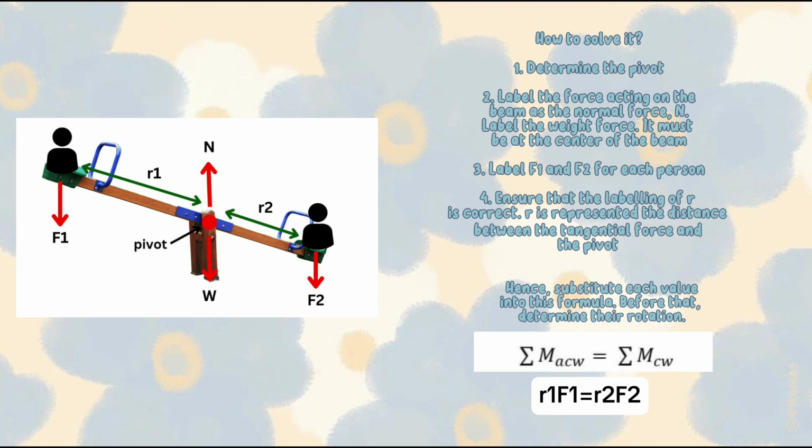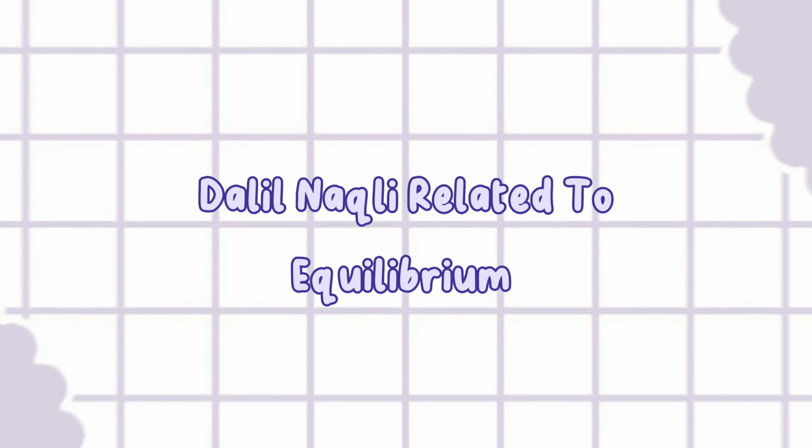Do you know why N and W aren't in the equation? It is because their distance between the tangential force and the pivot is 0. Therefore, the moment will be 0.